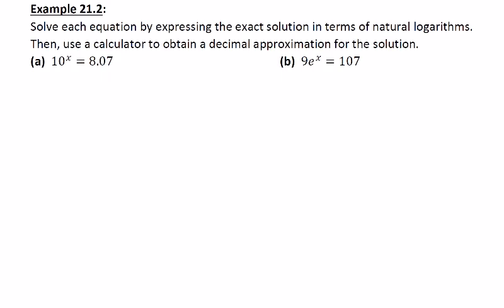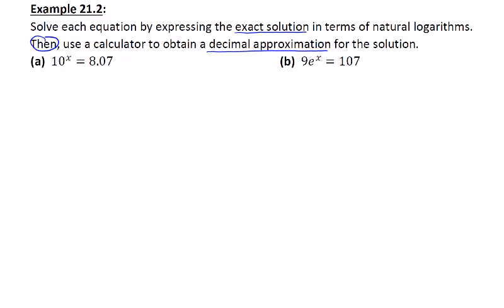In example 21.2, it says to solve each equation by expressing the exact solution in terms of natural logarithms, then use a calculator to obtain a decimal approximation for the solution. Now what we're looking at here in example 21.2 is a set of equations that the one-to-one property is not going to be applicable for.